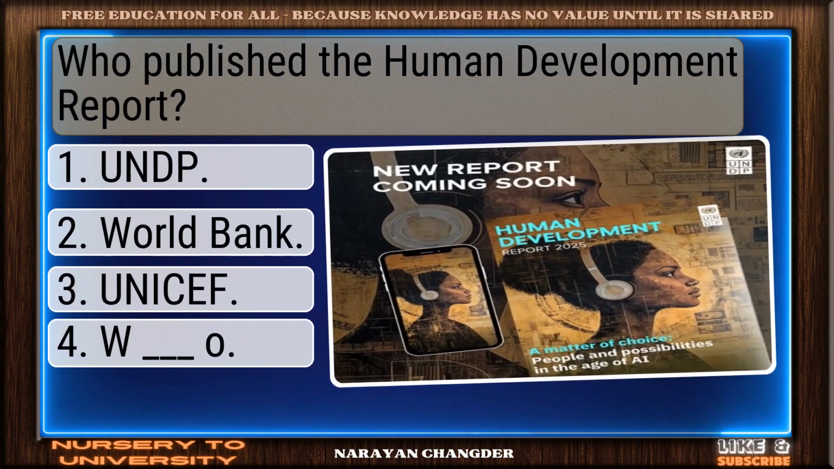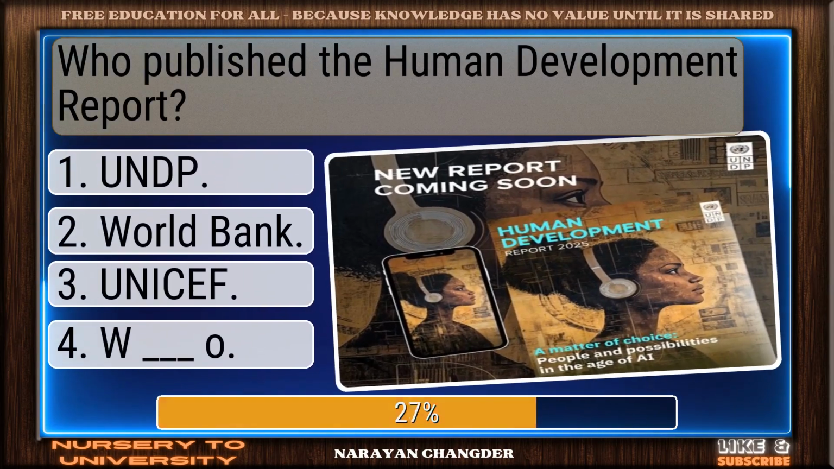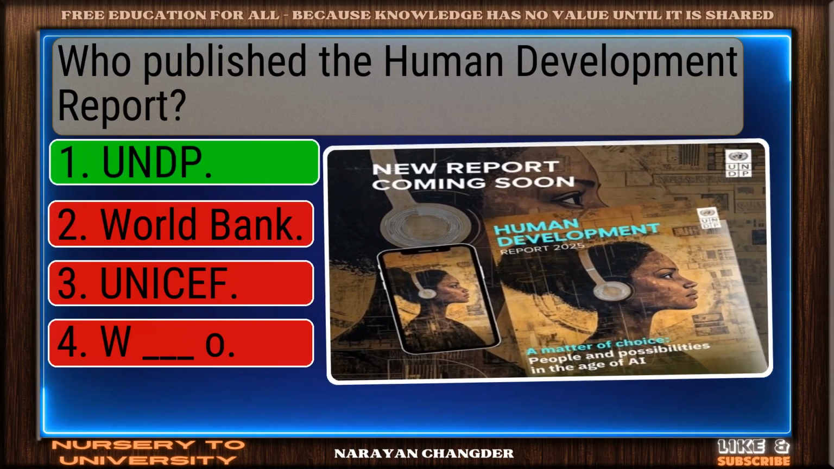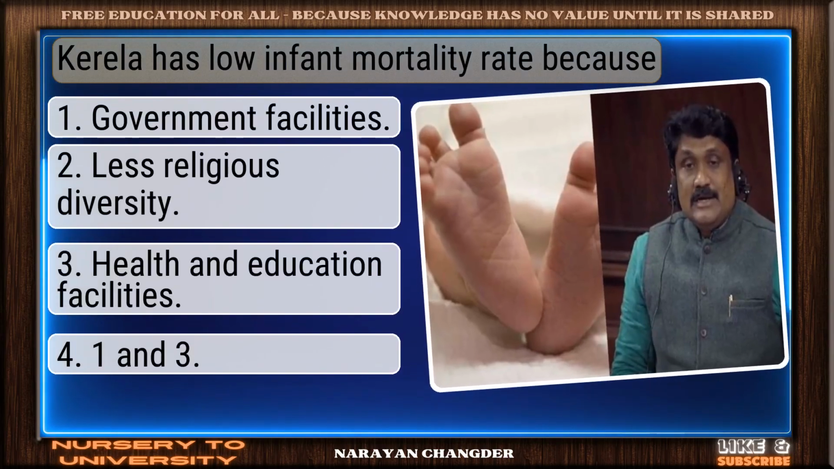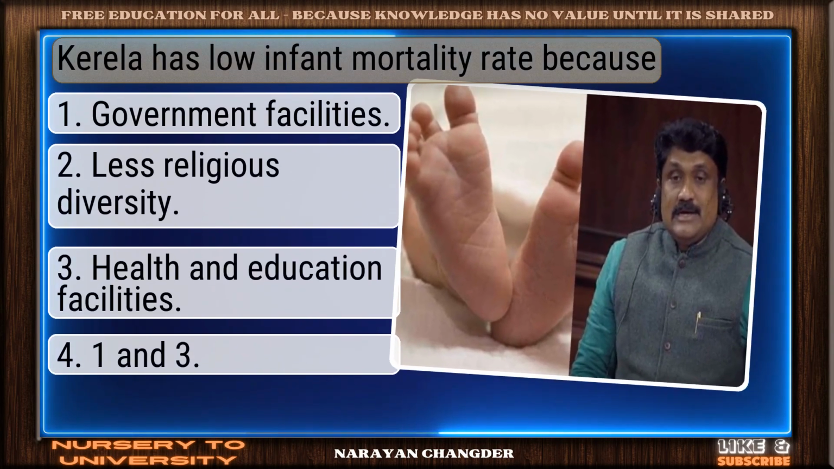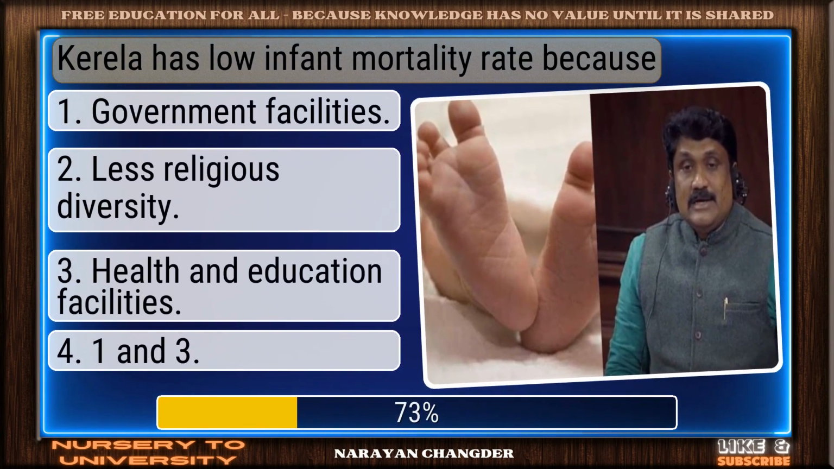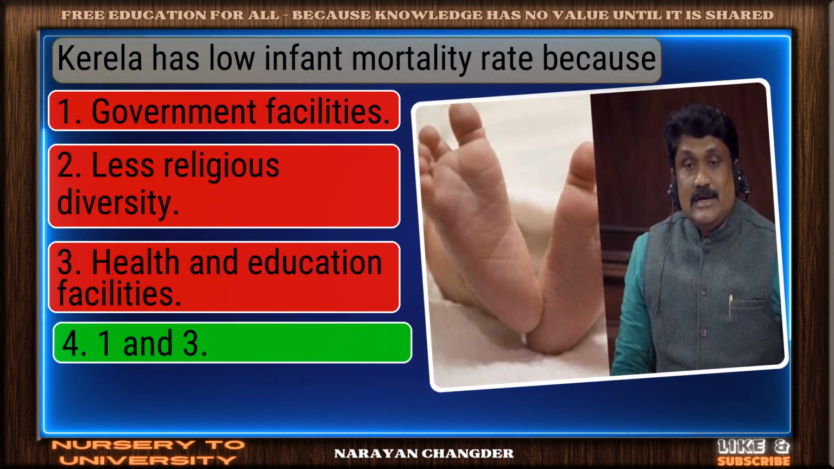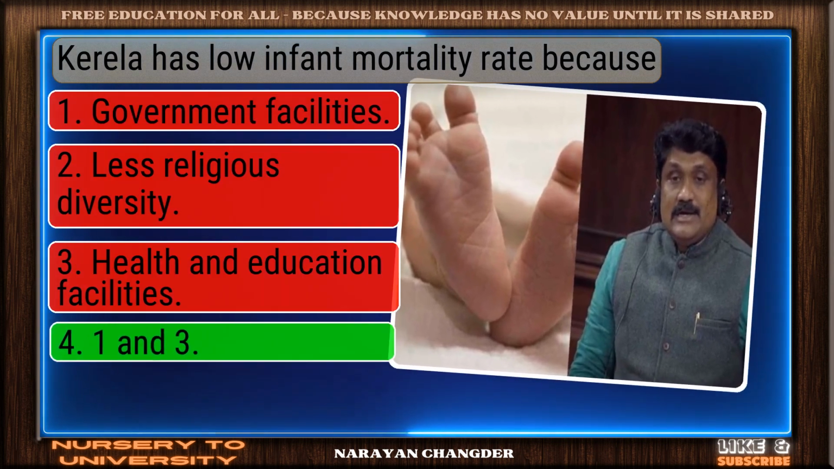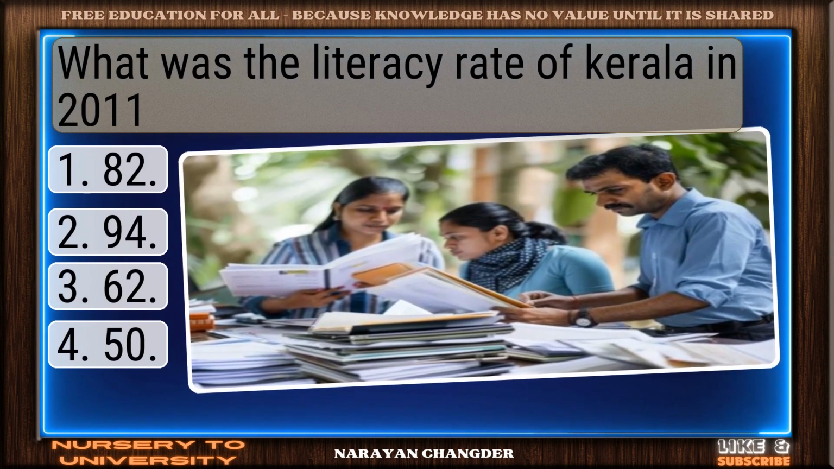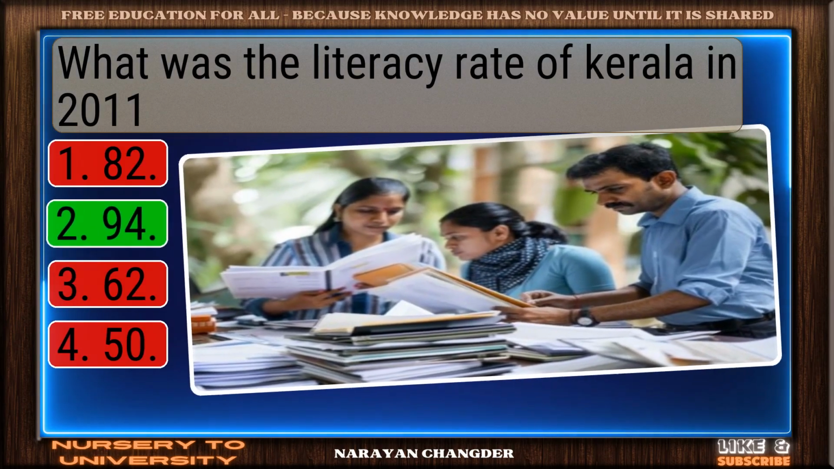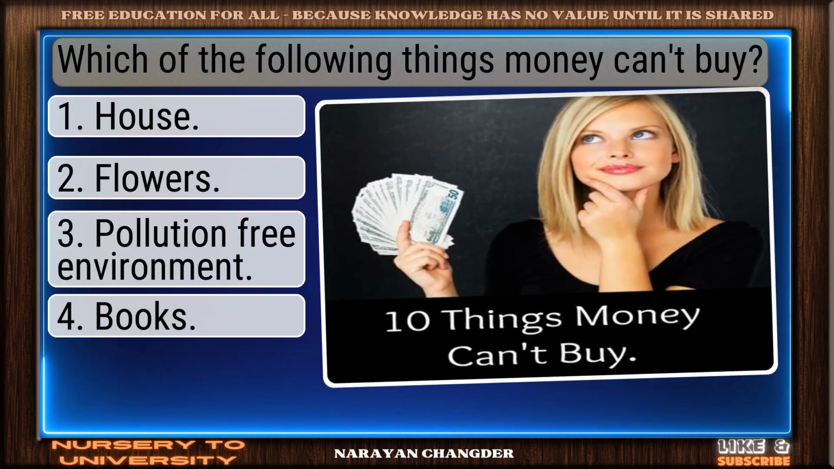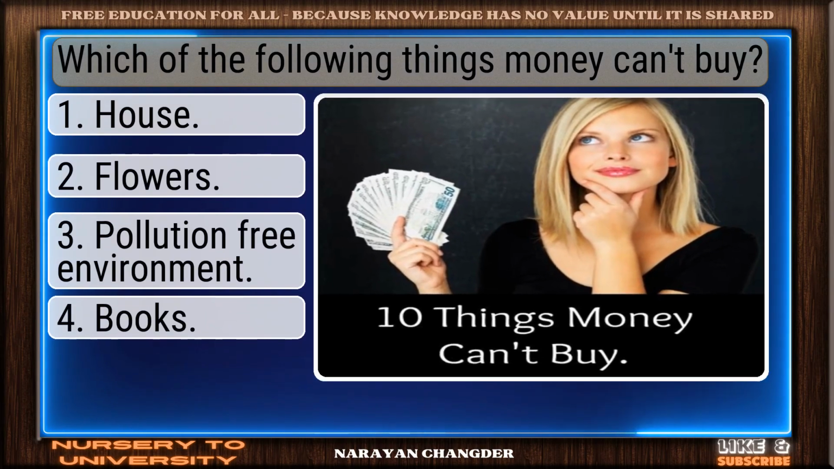Who published the Human Development Report? You're right. UNDP is correct. Kerala has low infant mortality rate because. Smart move. 1 and 3 is the accurate answer. What was the literacy rate of Kerala in 2011? Good thinking. 94 is. Which of the following things money can't buy?